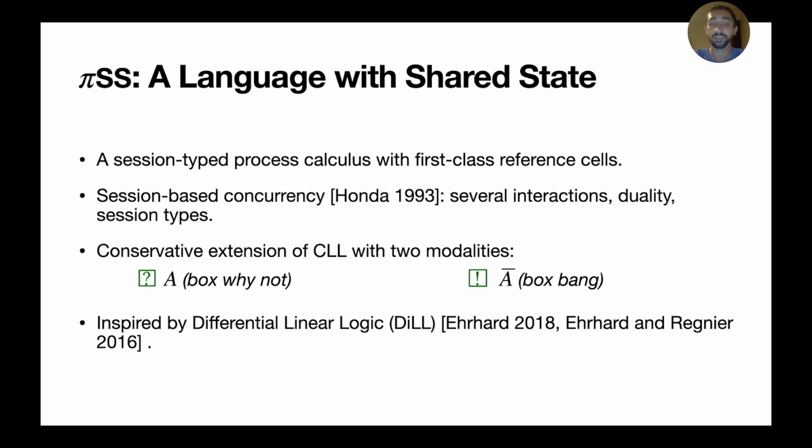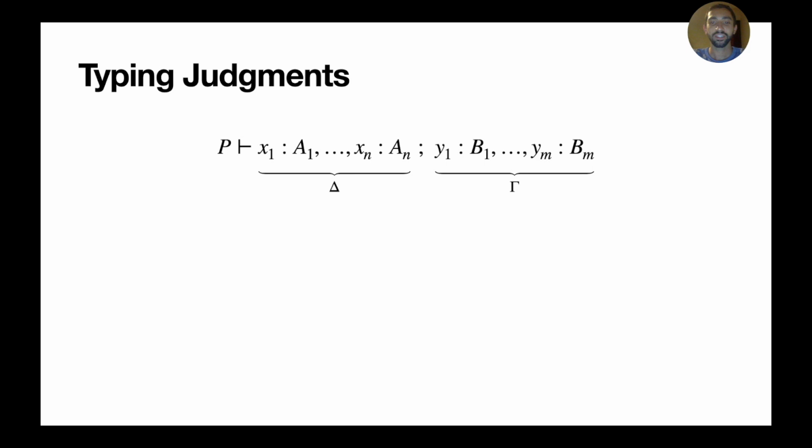In PySS, typing judgments have this form. There is a process P on the left and a typing context on the right. And the typing context is a partial finite assignment from session names to types. To understand typing contexts, it might help to picture the process P as a black box with a collection of wires X and Ys whose endpoints satisfy a certain protocol specified by the A's and B's.